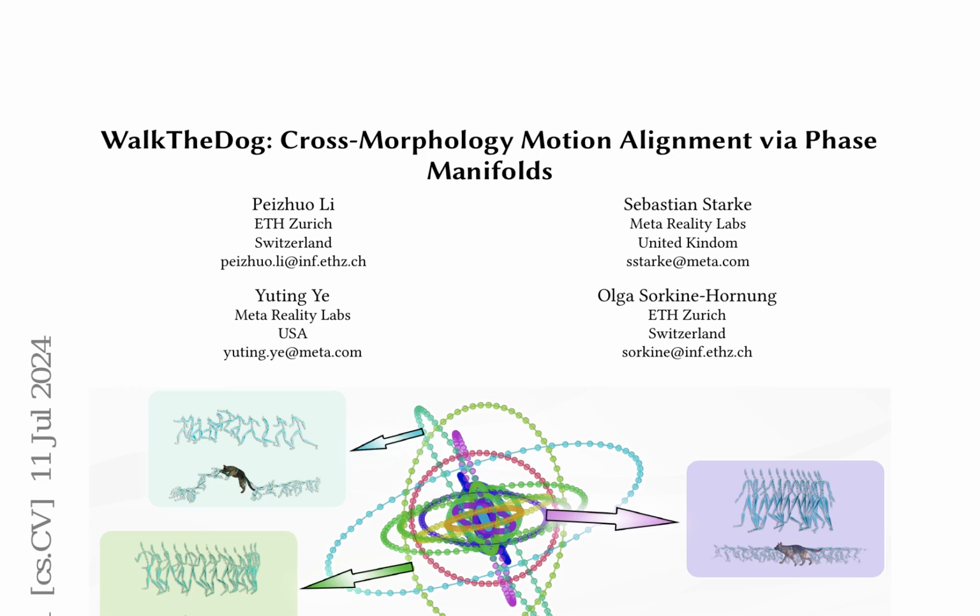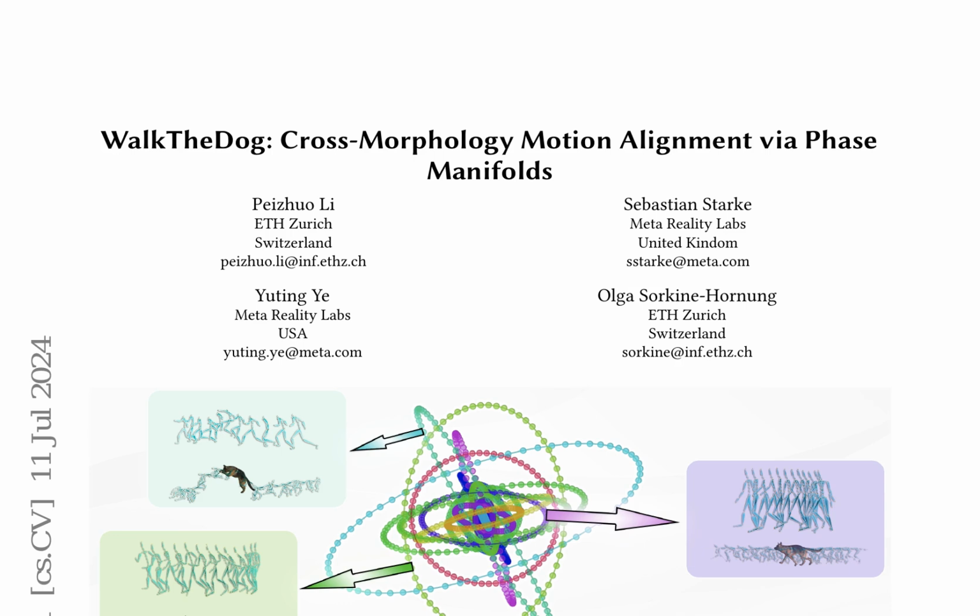The paper, Walk the Dog, Cross-Morphology Motion Alignment via Phase Manifolds, presents a groundbreaking approach to understanding the periodicity structure and semantics of motion datasets, independent of character morphology and skeletal structure. This novel method utilizes a vector quantized periodic autoencoder to learn a shared phase manifold for multiple characters, such as humans and dogs, without supervision.